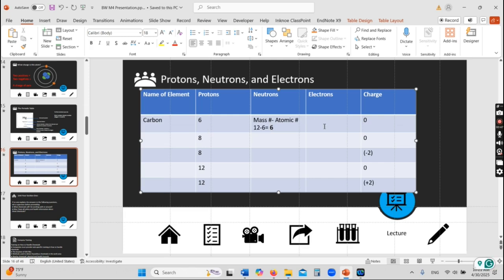So, electrons, if our charge is 0, okay, if we had $6 in our bank account, because protons are like the dollars in our bank account, and then we had 0 at the end, how much did we spend? We spent $6. Okay.